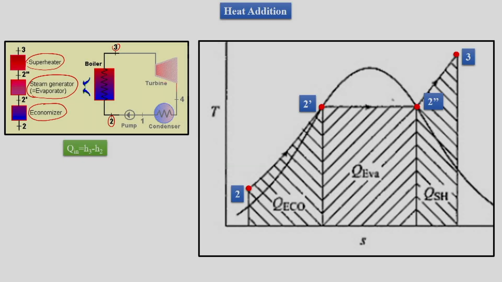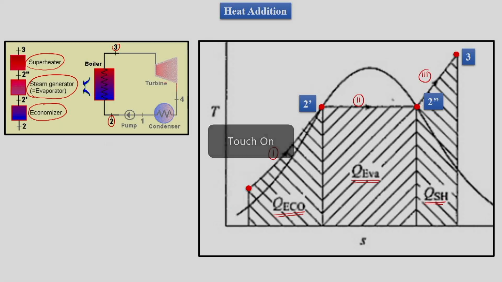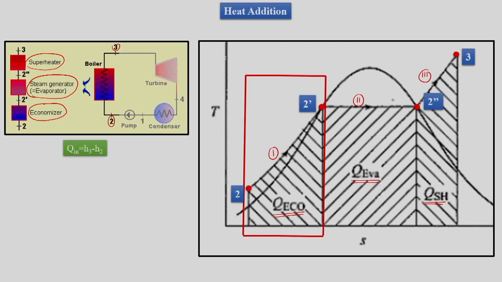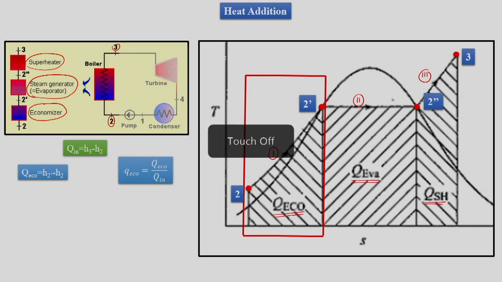2 double dash to 3 is done in a superheater. So the heat which is H3 minus H2, which is added in the boiler, gets added in 3 parts. So this is one part, this is second part, and this is third part. So this is called Q economizer, this is called Q evaporator, and this is called Q superheater. So we have Q economizer, which is H2 dash minus H2.